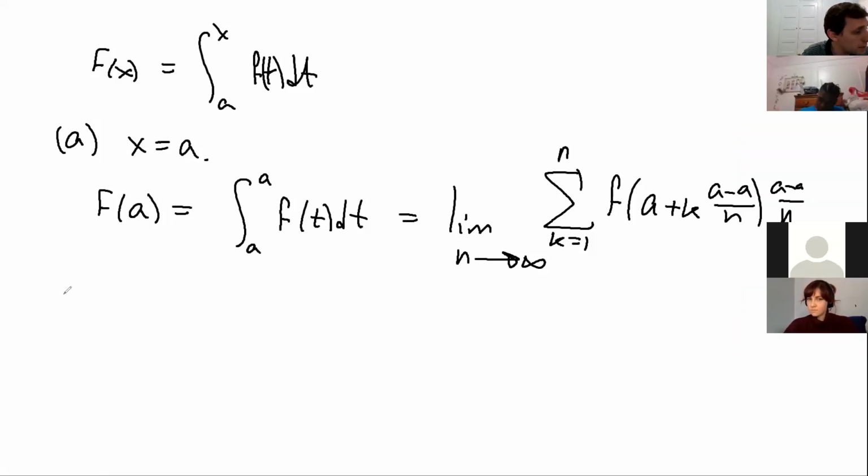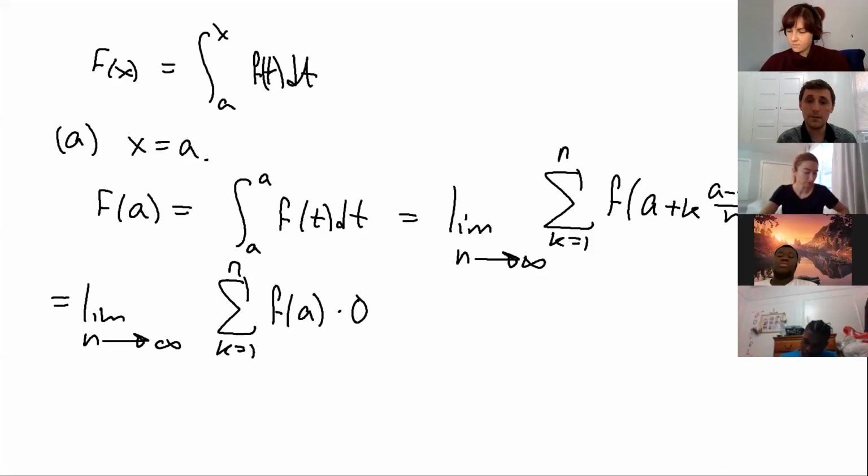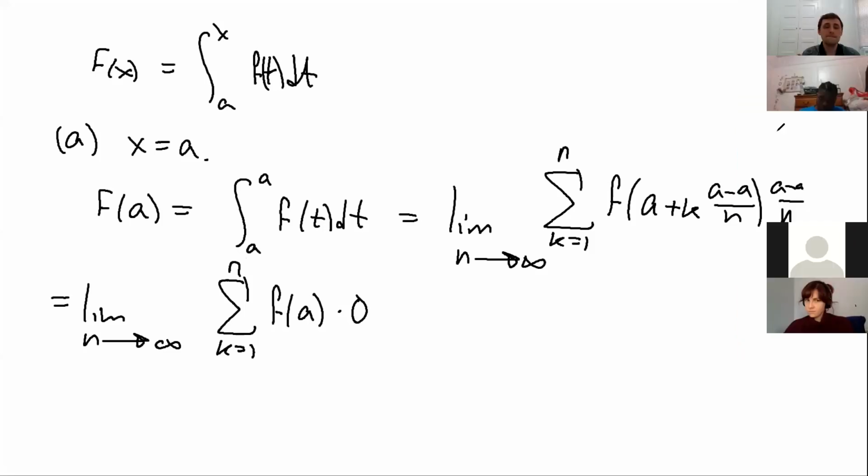Now, do you see that this limit is just gathering what? Because a minus a is 0, you're just having f of a multiplied by 0. You're adding f of a multiplied by 0 multiple times. You agree? So that must be 0.